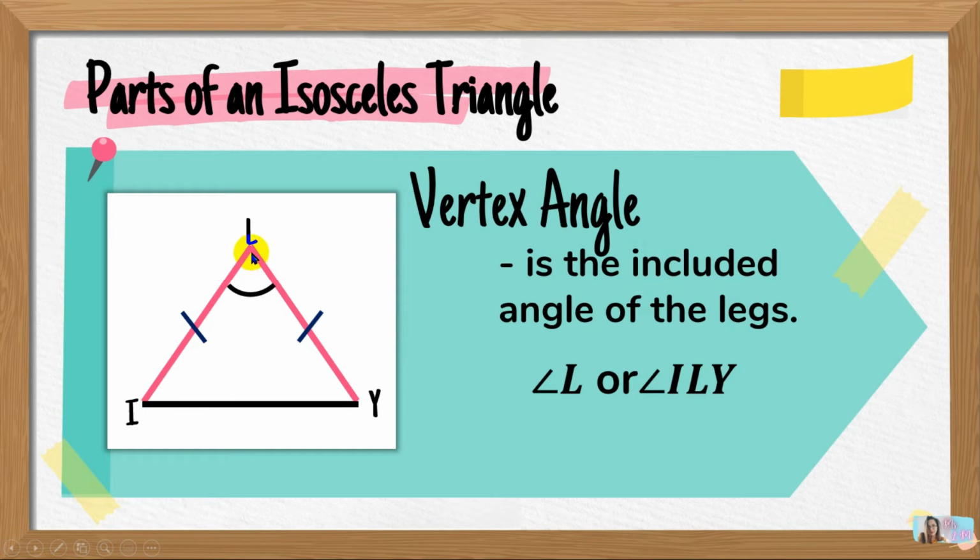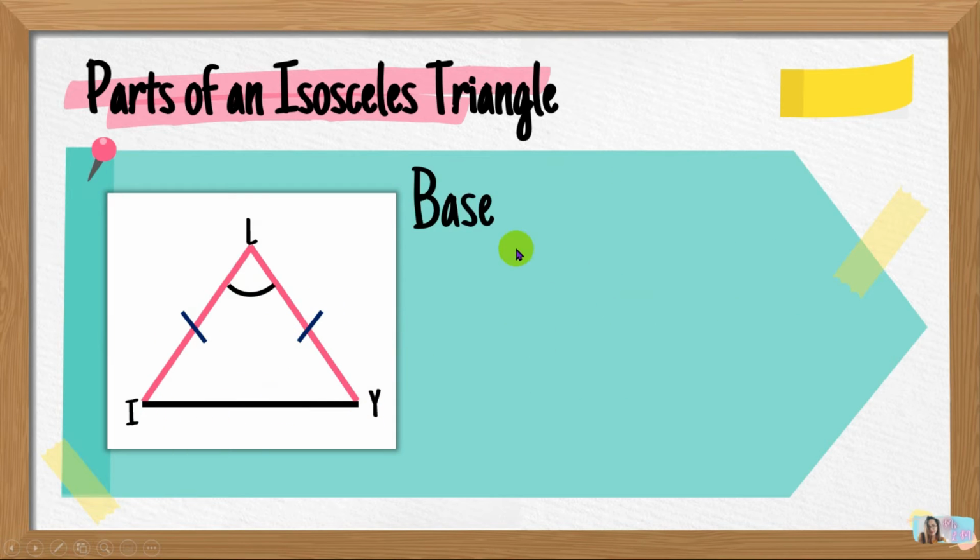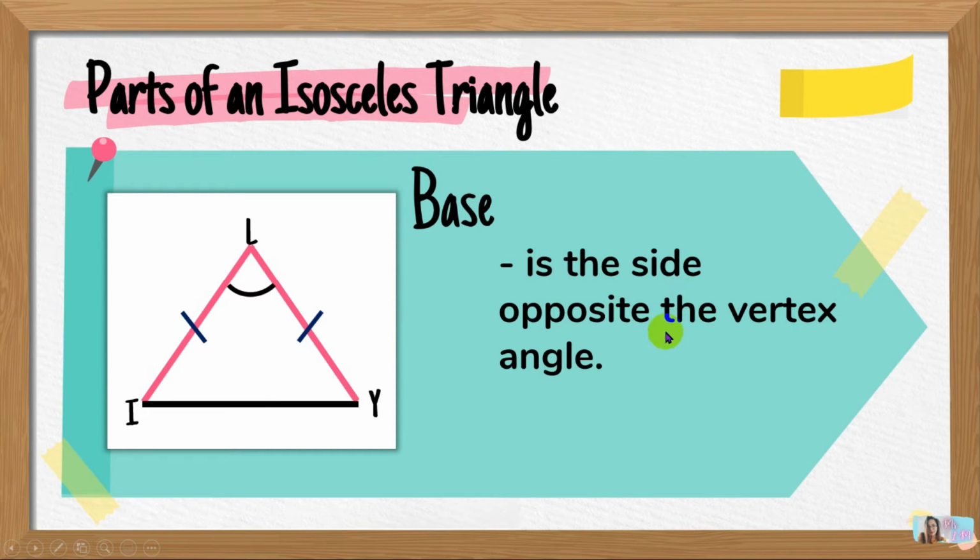So, importante na alam natin agad kung alin yung legs, and then, after that, malalaman na natin kung alin ang vertex angle. Now, ano naman kaya ang itatawag natin dun sa third side? Kung hindi siya kakongruent ng dalawang legs, ang tawag natin dun sa third side ay ang base. Okay? At ang base po also is the opposite side of the vertex angle. So, if angle L is our vertex angle, opposite niya or yung katapat niya ay tinatawag nating base. So, we have here side IY or side YI. Ang tawag natin dyan ay base.